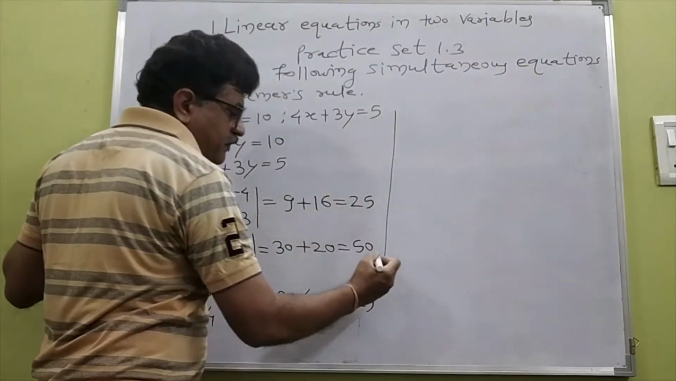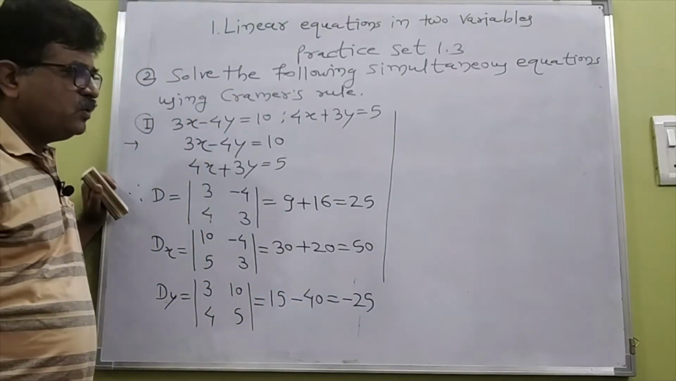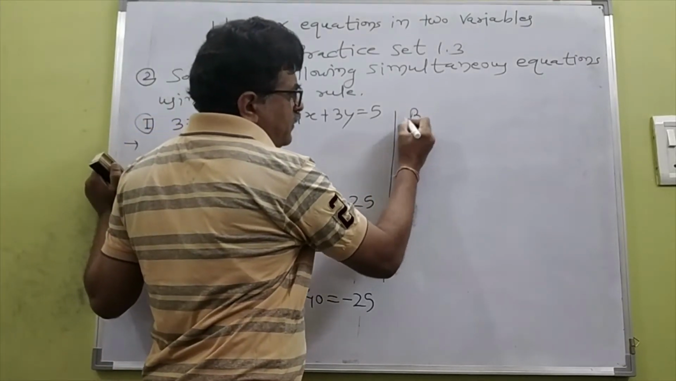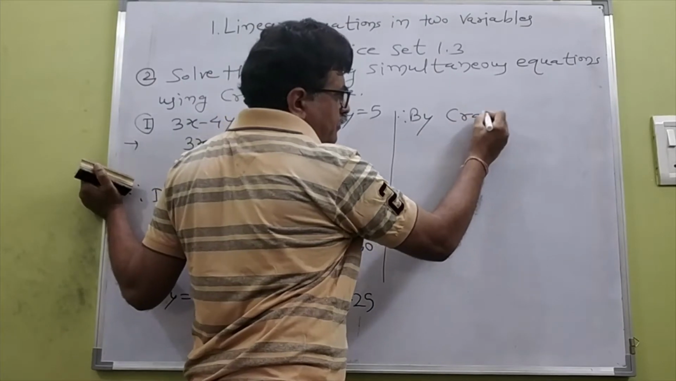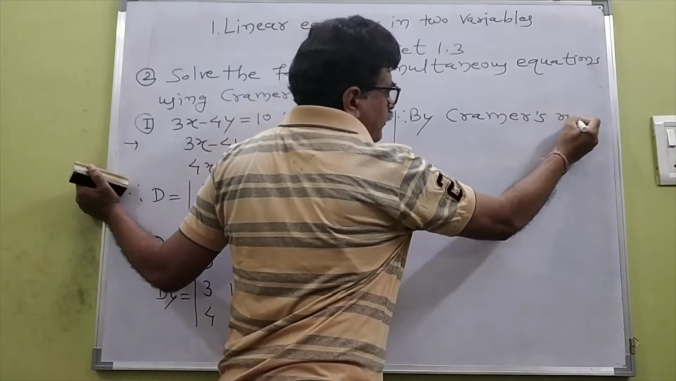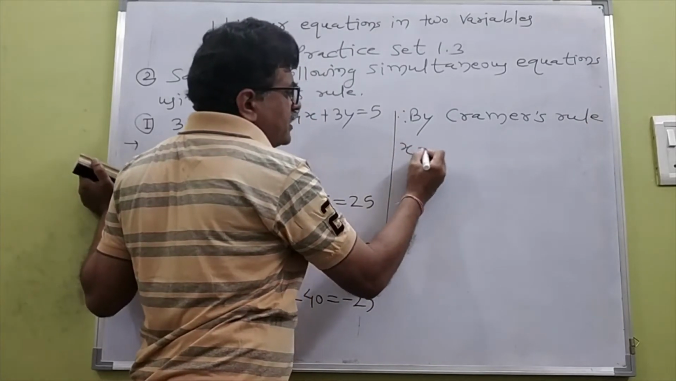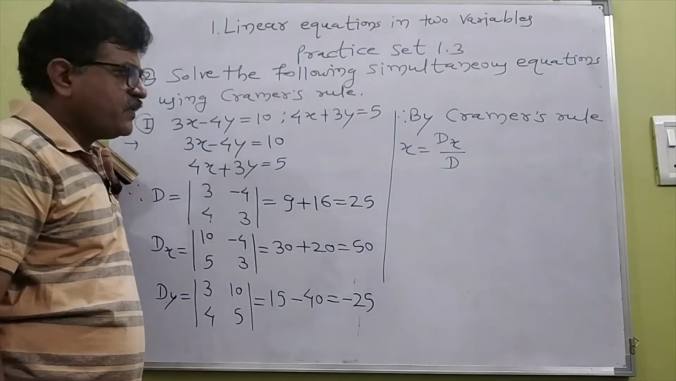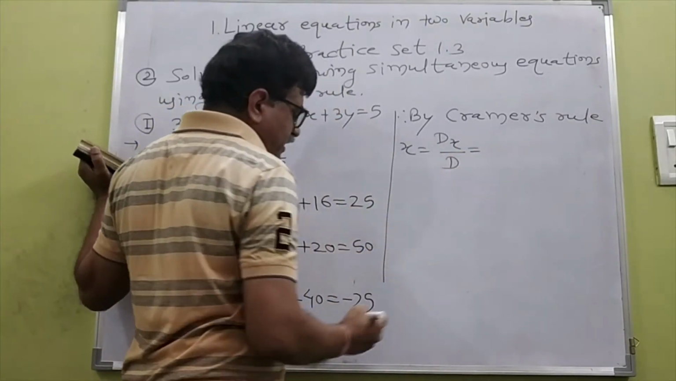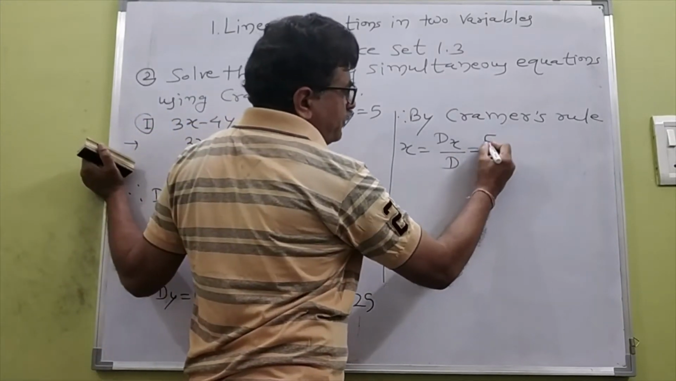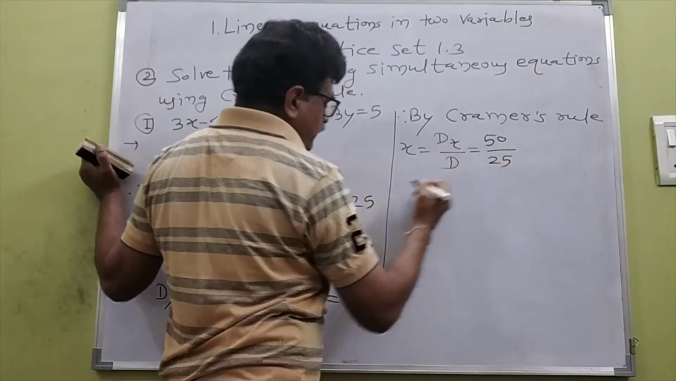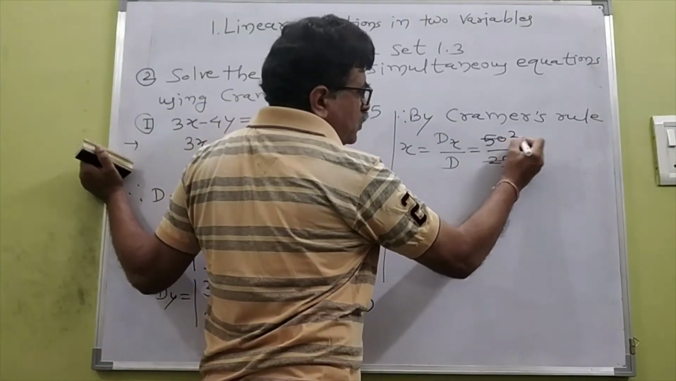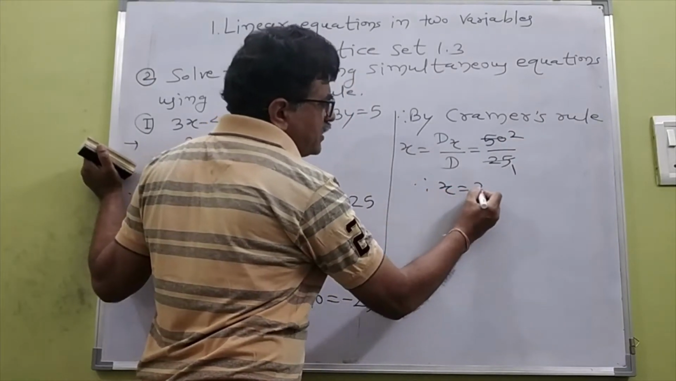Now what is third step? By using Cramer's rule, find the values of x and y. Therefore by Cramer's rule, x is equal to dx upon d. This is Cramer's rule. Put value of dx. Dx is 50 upon d is 25. Now dividing by 25, 2. Therefore value of x is 2.